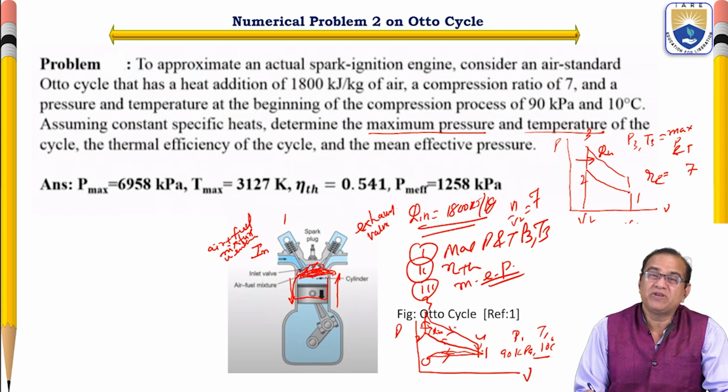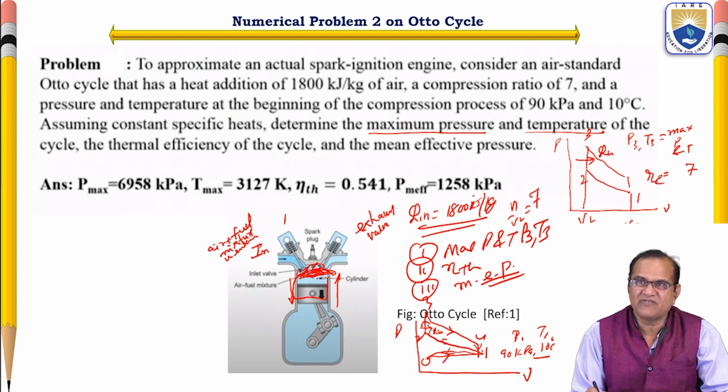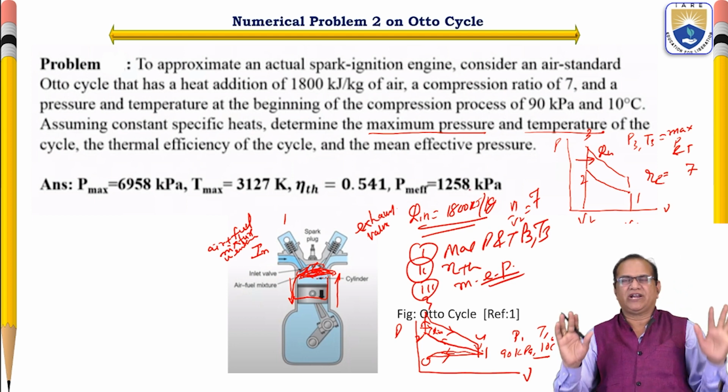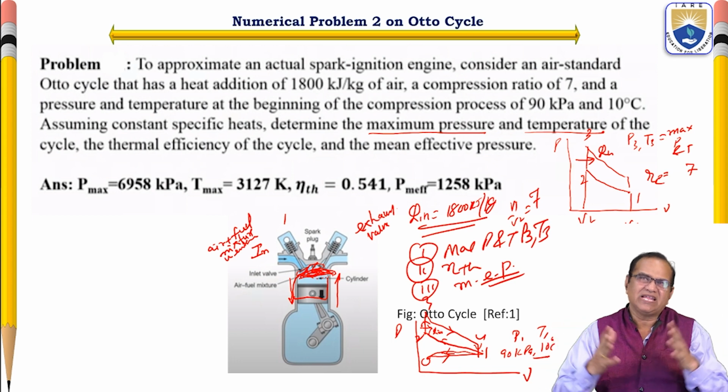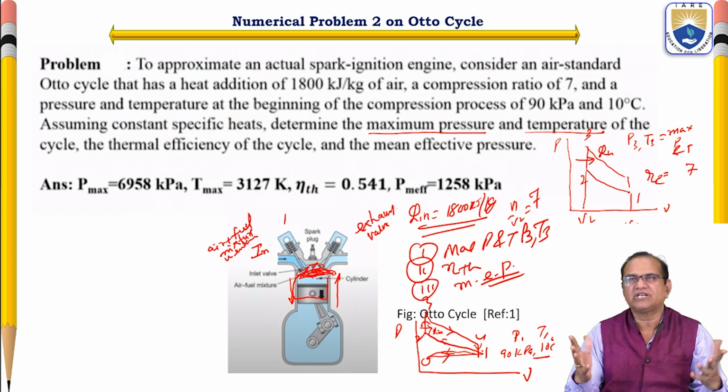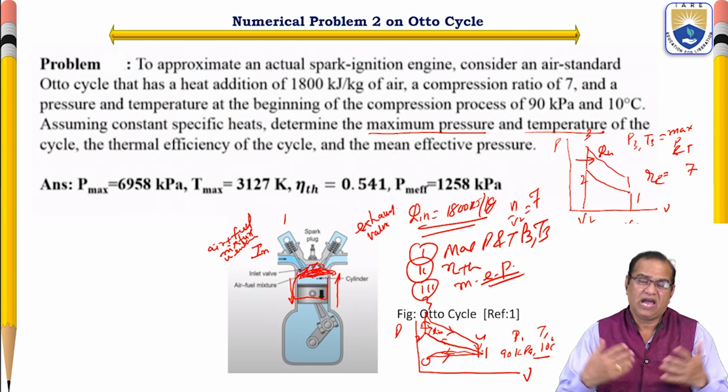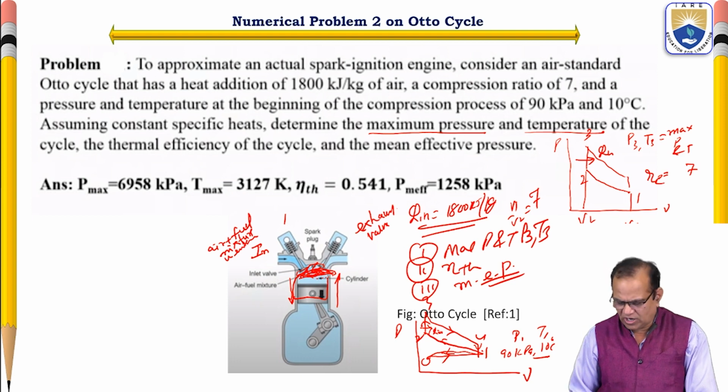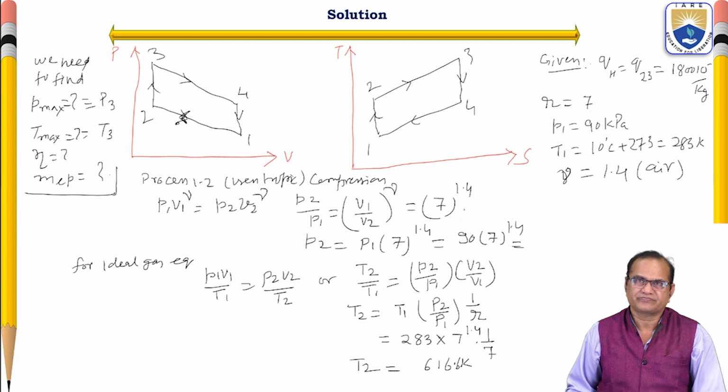We have to find the maximum pressure, meaning P3 and T3, the efficiency, and the mean effective pressure. So this is the problem, and I think it is now understood how to solve it, as we have seen earlier also. So let's see how to do this problem.